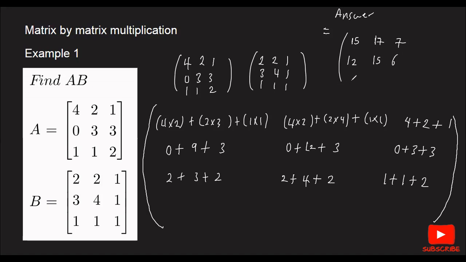We have 2 plus 3 plus 2. That's going to give us 7. We have 6 plus 2. That's going to give us 8. We have 2 plus 2, and that's going to give us 4. So this is simply the result of multiplying this matrix by this matrix.